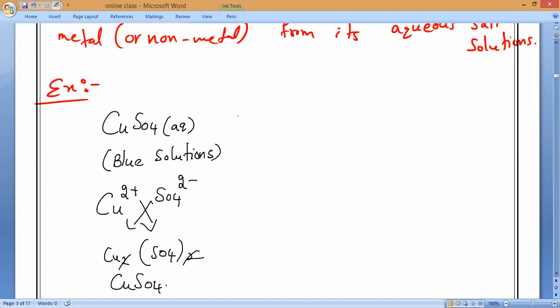CuSO4. Yes or no? So we'll react with the magnesium. We'll react with what, guys? We'll react with the magnesium. Clear? Now magnesium, what is the color? What is the color of magnesium? Silvery white.